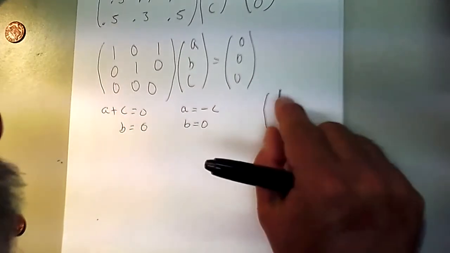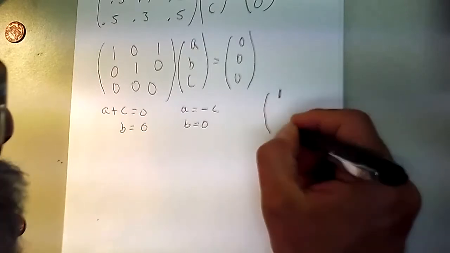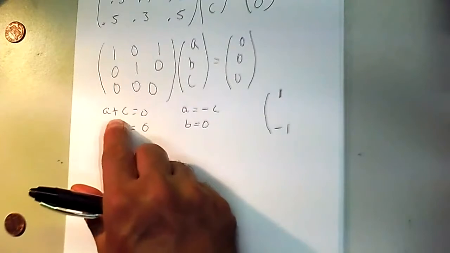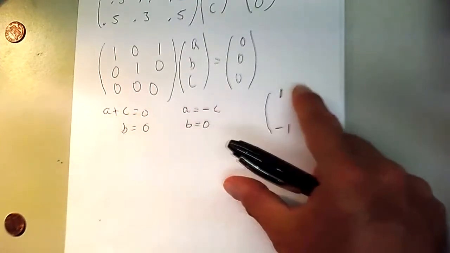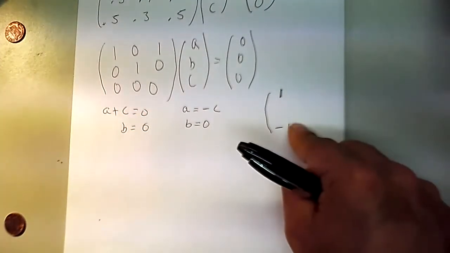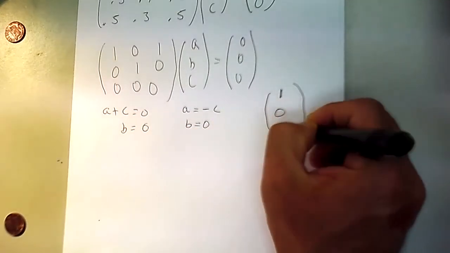So we have 1 for A, -1 for C, because they have to be opposite of each other. They have to add up to 0. Whatever they are, they have to add up to 0. So if this is 1, this has to be -1. If this is -1, this has to be 1. The middle one has to stay as 0.